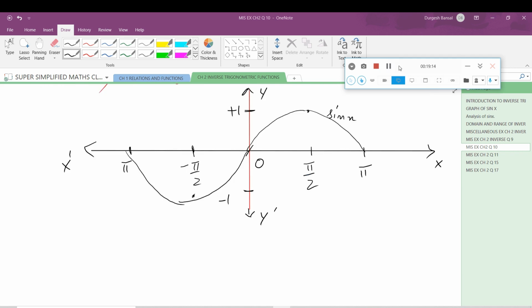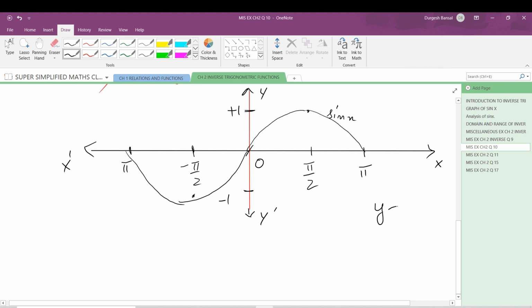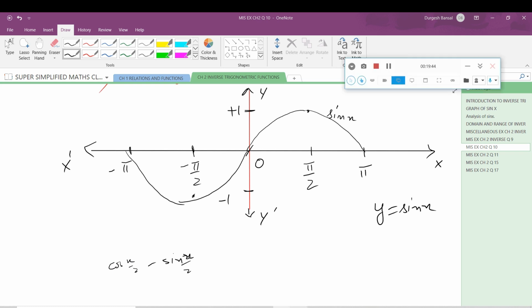Now students, I have made the graph of the sine function from 0 to pi on the right hand side and 0 to minus pi on the left hand side. Now on the same Cartesian plane, if I draw the graph of cos x, why am I doing this? I am going to explain why I took cos x by 2 minus sin x by 2 and not the other way. So on the same graph sheet, now I draw the graph of the cos function.